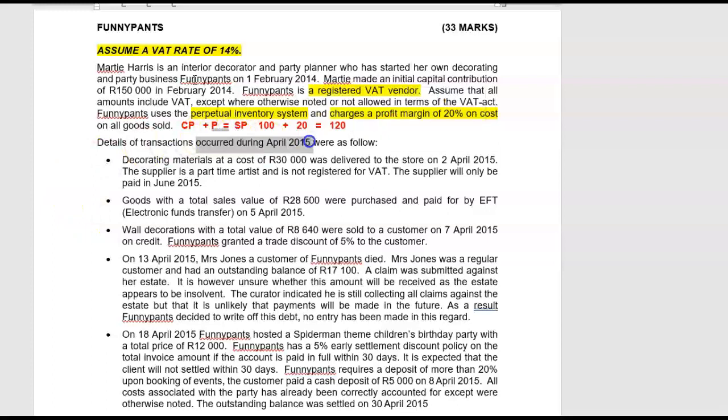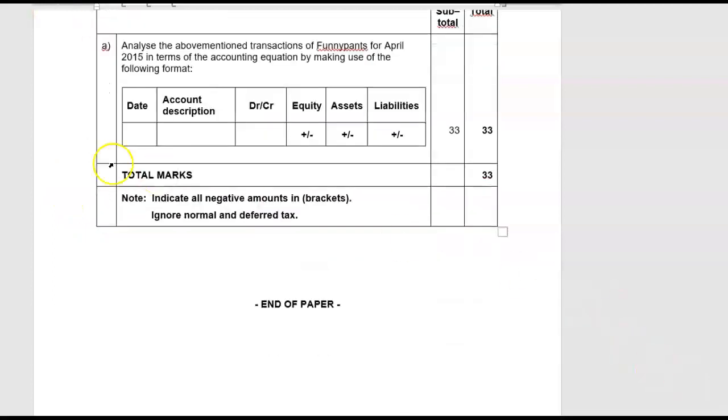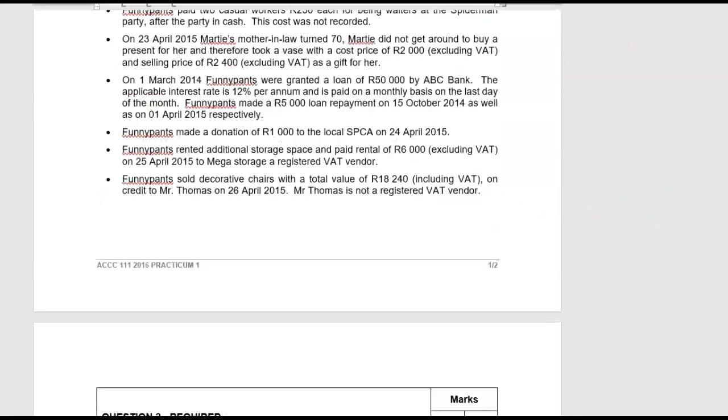Details of the transactions for April 2015 were as follows. And then they want us to analyze the transactions in terms of the accounting equation by making use of this format. You can ignore that. That's only confusing for you guys. There's no impact on anything. Analyze the above mentioned transactions: date, account, debit, credit, equity, assets, and liabilities, plus, minus, and plus, minus. When something is going to decrease, you have to use brackets.